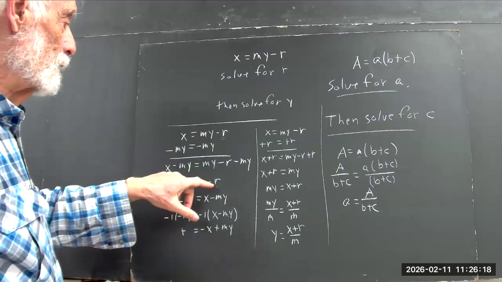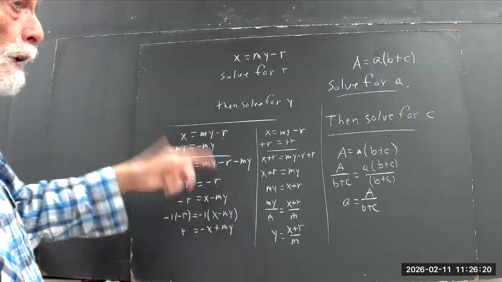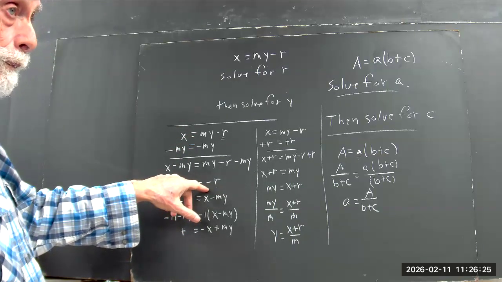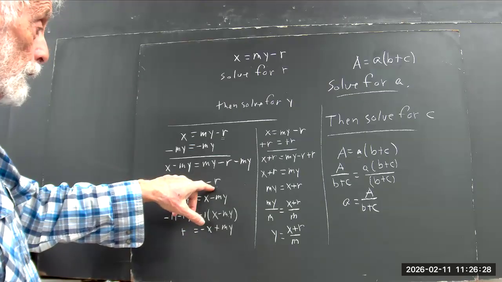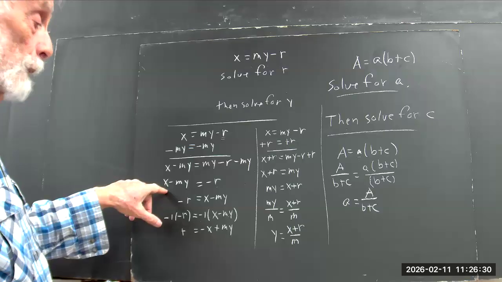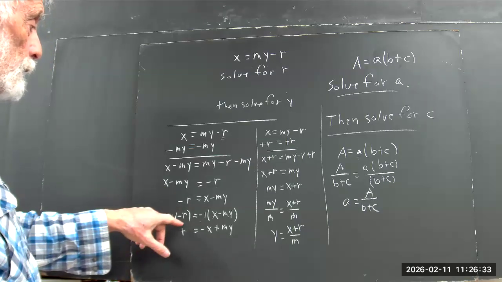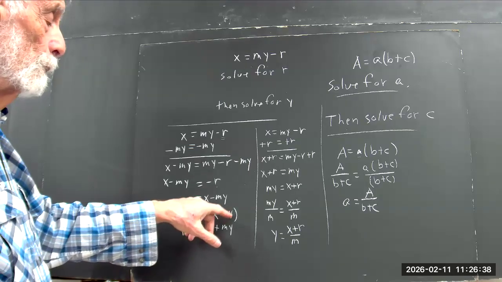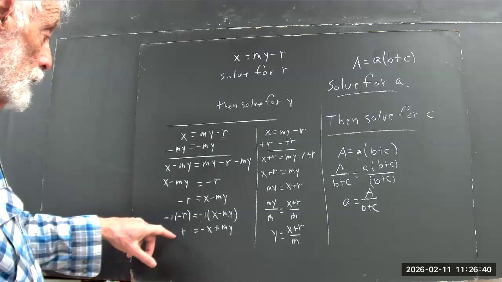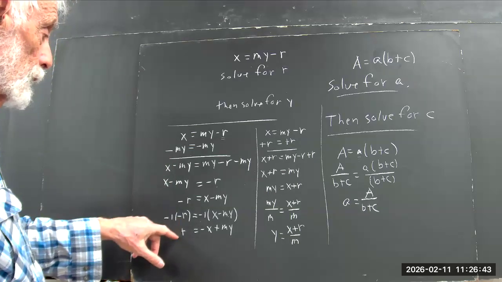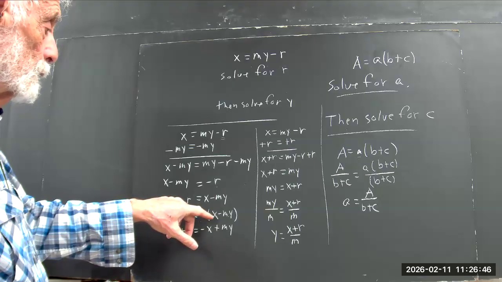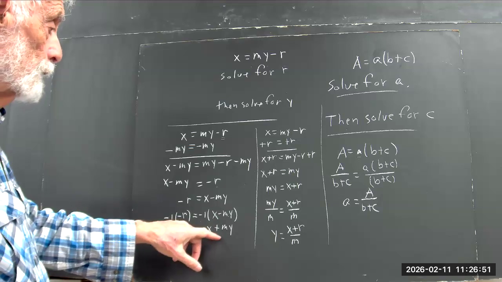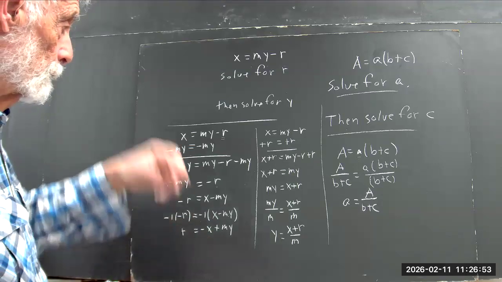We still have to find r, not negative r, but that's easy. If we multiply negative r by negative 1, we're going to get r. Of course, we want to multiply negative r by negative 1, so we better multiply both sides by negative 1. So we do negative 1 times negative r equals negative 1 times the quantity x minus my. Negative 1 times negative r is r, and negative 1 times the quantity x minus my, by the distributive law, gives us negative x plus my. So r equals negative x plus my.